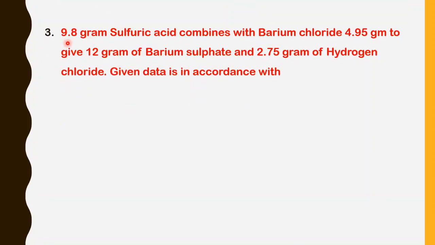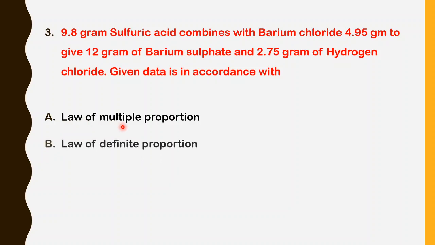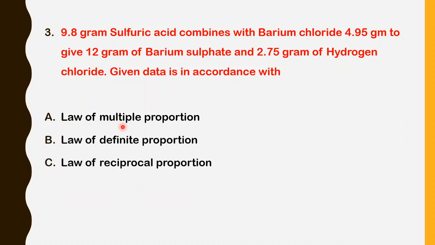Now this is the third question for you. 9.8 gram of sulfuric acid combines with barium chloride. The amount of barium chloride is 4.95 gram, to give 12 gram of barium sulfate and 2.75 gram of hydrogen chloride. Looking at this data, which law does it justify? First is law of multiple proportion, second is law of definite proportion, third is law of reciprocal proportion, and fourth is law of conservation of mass.